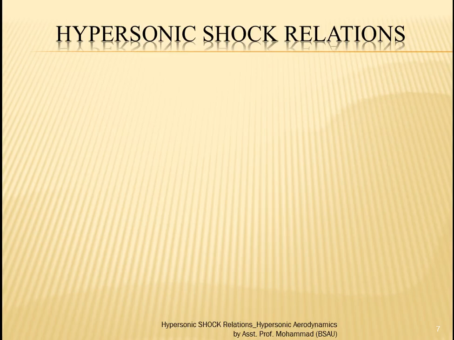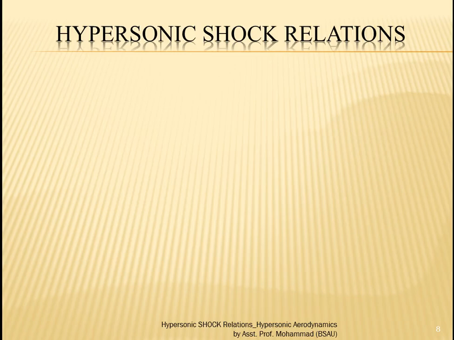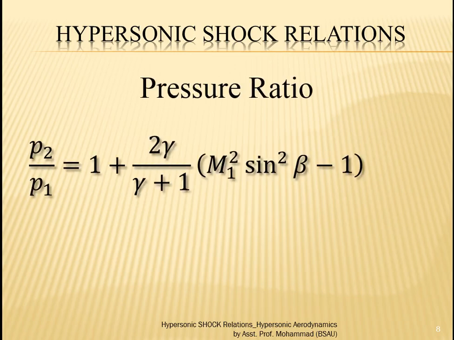Now let us go into the shock relations and try to see how these relations can be modified and applied to the hypersonic regime in a simple format. Let us take the pressure ratio first. This pressure ratio gives the exact value when there is an oblique shock. Beta is the oblique shock angle, the wave angle. So this gives the exact relation.